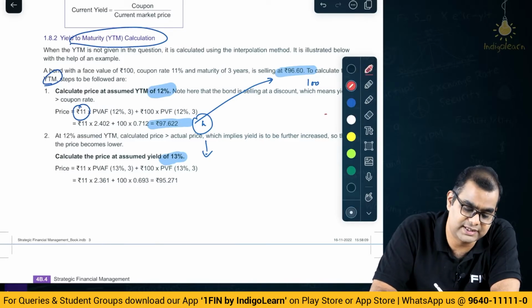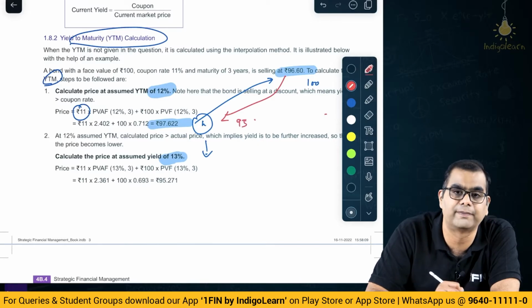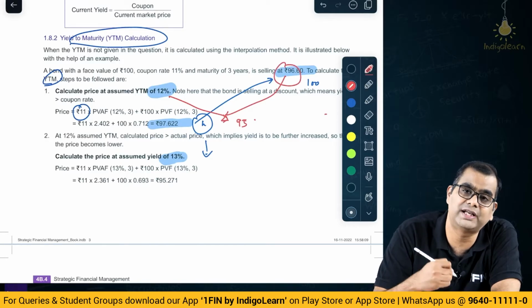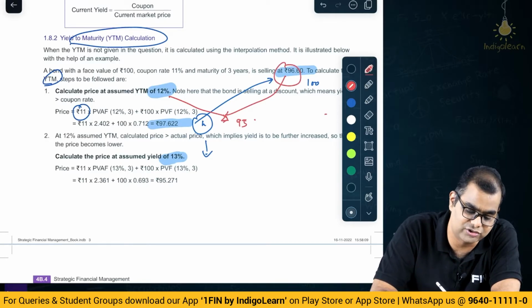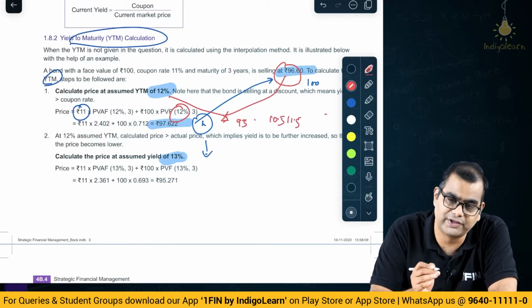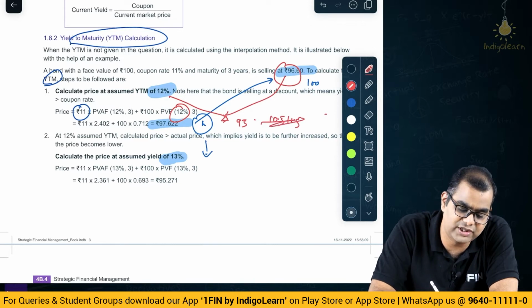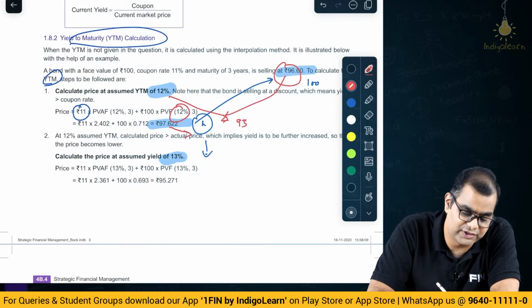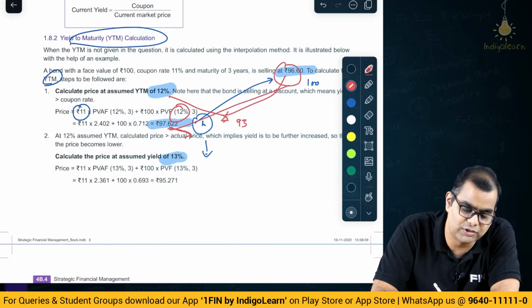In some cases, let us say the target is 96 and when you do it at 12%, it comes to 95. Then at 12% it is 95. So, if you have to arrive at a price of 96, you have to increase the price, so the yield has to reduce. Instead of 12, you have to try probably 10.5 or 11.5. I don't know what rate it is. You have to figure out the direction in which the price has to go and then choose an interest rate or yield which will move the price towards the target.